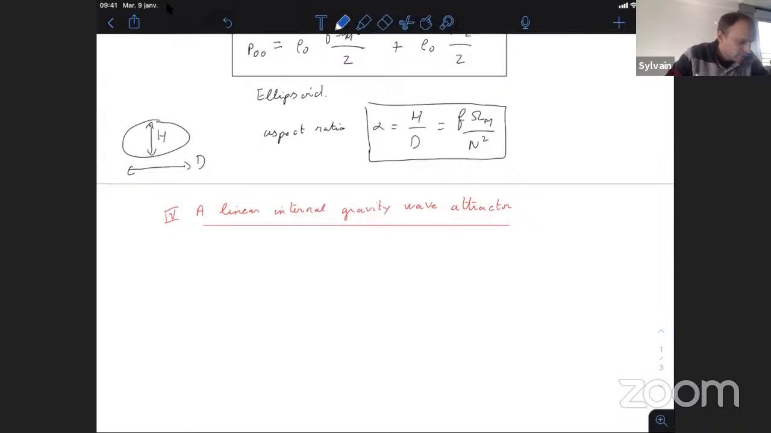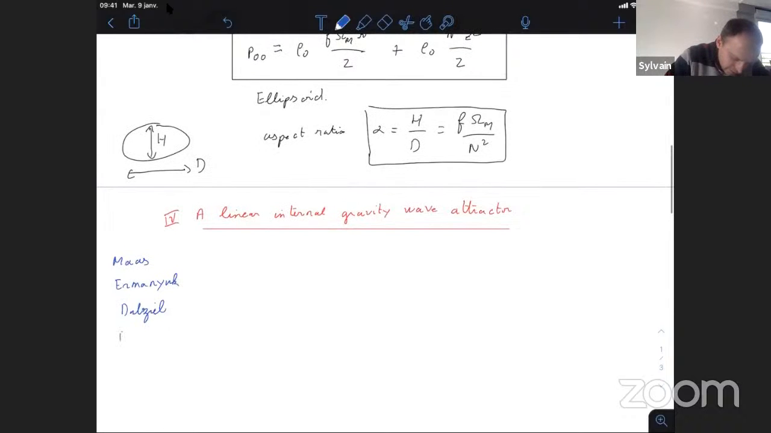Just to mention, there has been a lot of work on this study by Leo Maas from the Netherlands, Evgeny Ermanyuk from Novosibirsk, Stuart Dalziel from the United Kingdom, and Thierry, myself, in Lyon. We have spent a lot of time studying these attractors and their many properties. There were three PhD studies on these attractors.